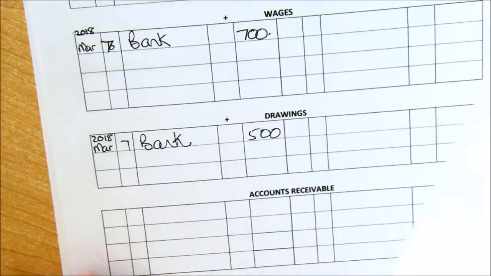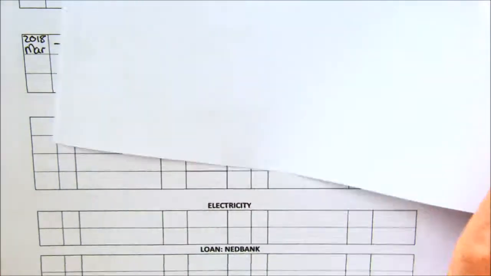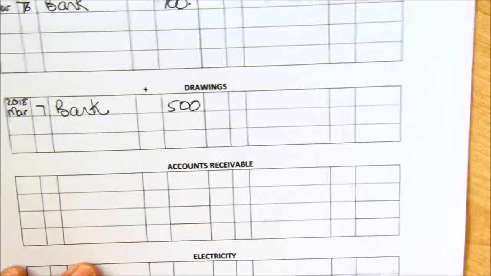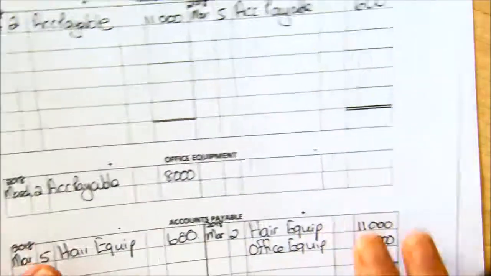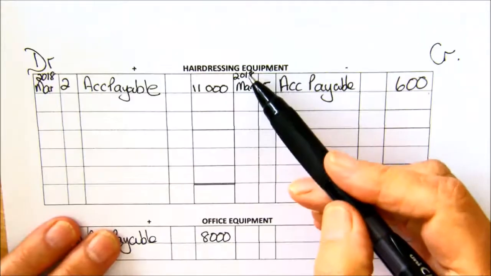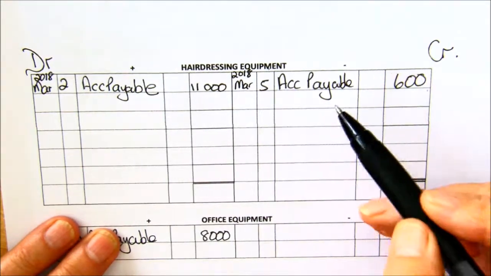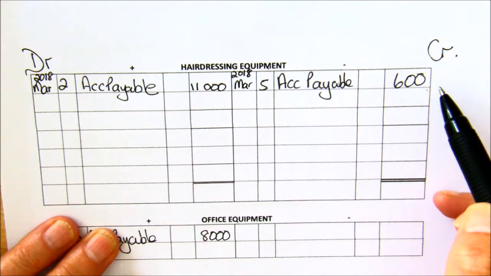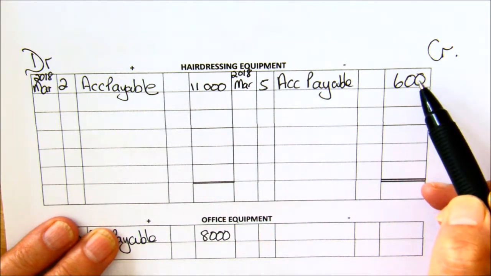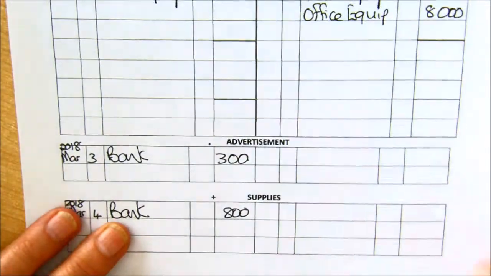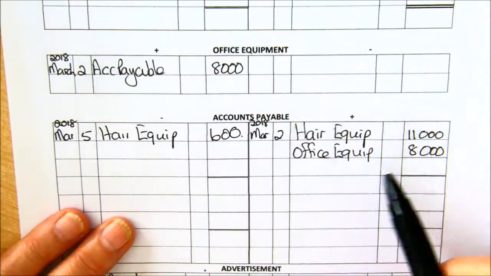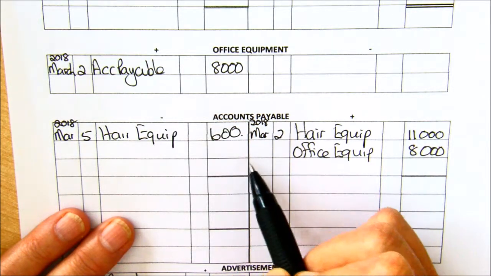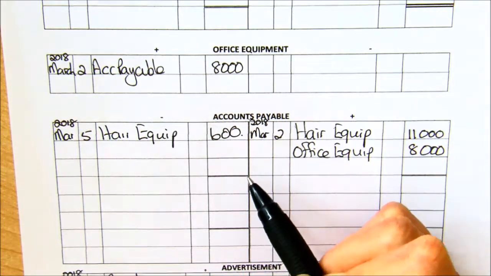If we look at our other accounts over here, please, the capital account only had one entry, so I don't need to do anything to that. But we need to balance out the hairdressing equipment. We need to know how much hairdressing equipment we've got. So we had 11,000, we returned 600. So can you balance that for me? And then likewise, I want to know how much I owe for accounts payable. I owed this, I returned that. Can you work out what you still owe?